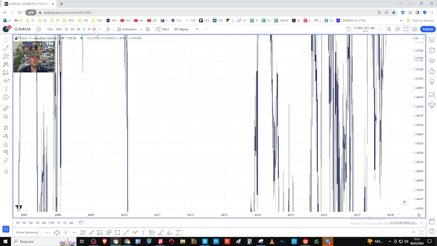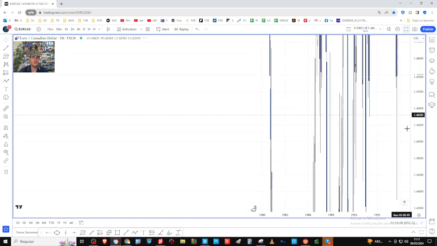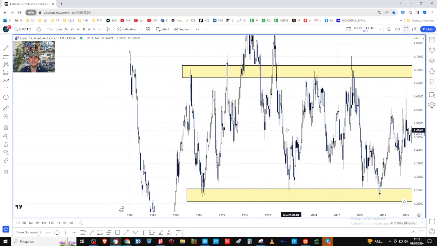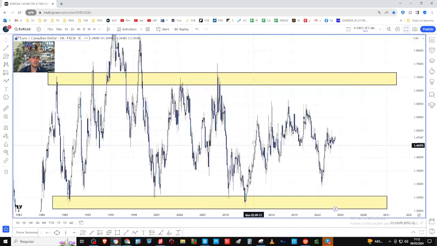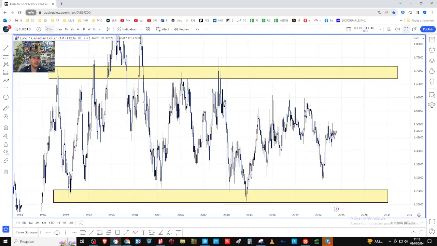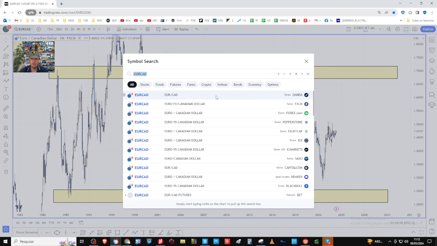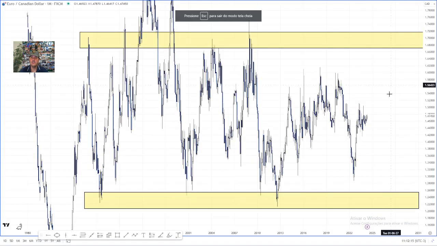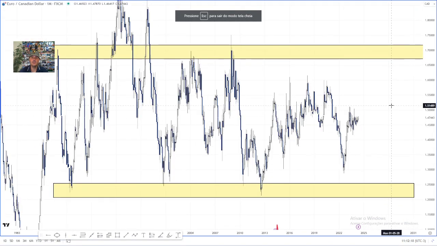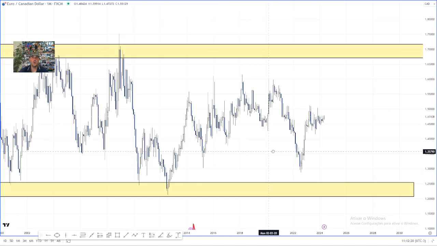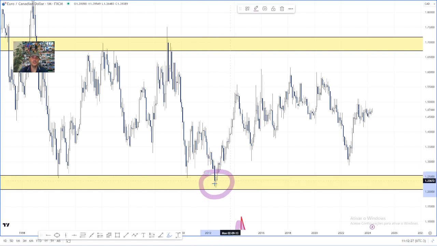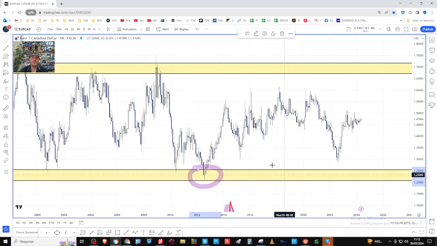Go to EuroCAD. I'm using FXCM as a data provider, EuroCAD FXCM. Yes, I am. So I'm showing you the monthly bands already. Homework: I want you to find the market wave starting from the lower band.